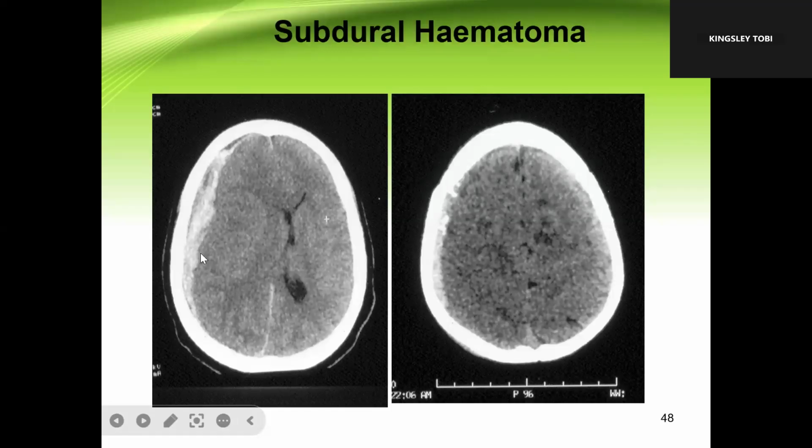Look at the inner layer, it is concave, and the falx cerebri is a little shifted from the midline. And look at the ventricles too, they are compressed, so there's a mass effect here.